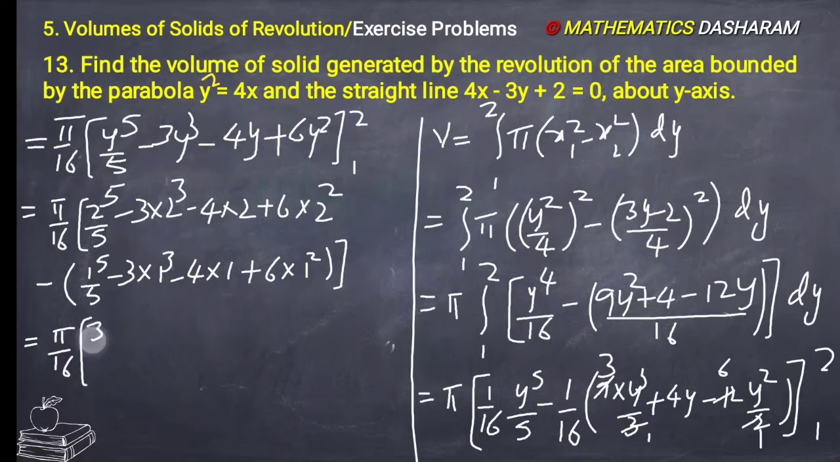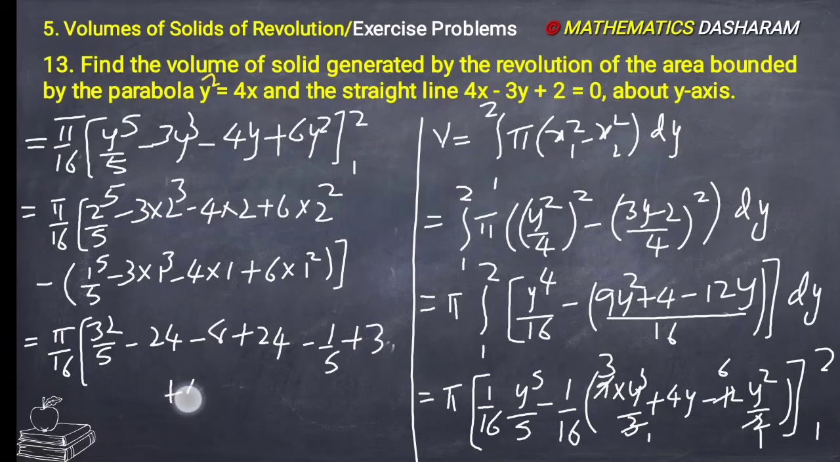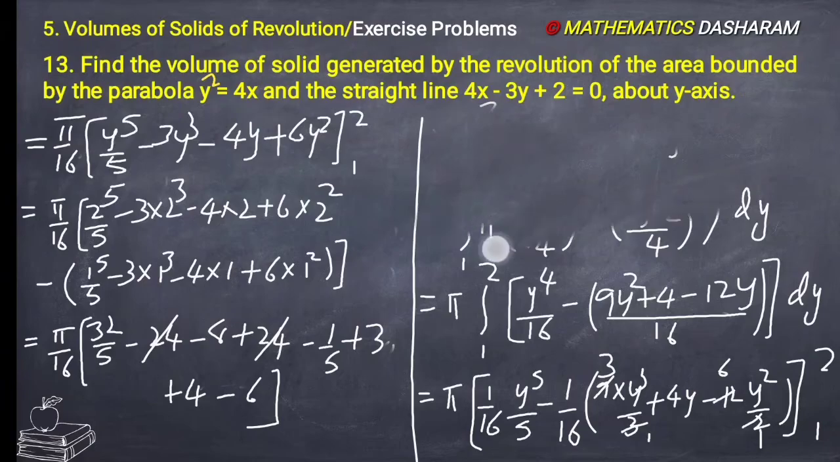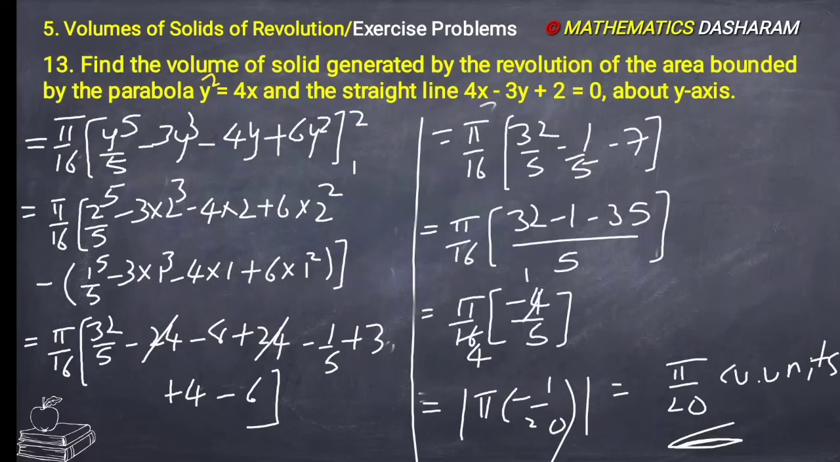2 to the power of 5 is 32 by 5 minus 2 cube 8, 8 3s are 24, 4 2s are 8, 2 square 4, 6 4s are 24, and next minus 1 by 5 minus into minus plus 3 minus into minus plus 4 minus into plus minus 6 minus 24 plus 24 cancel. So pi by 20 is our required answer.